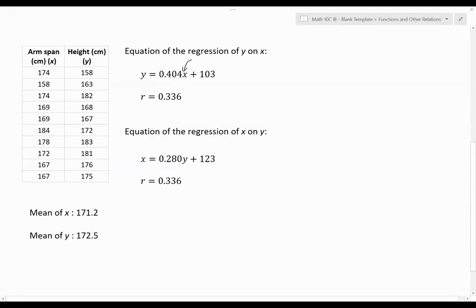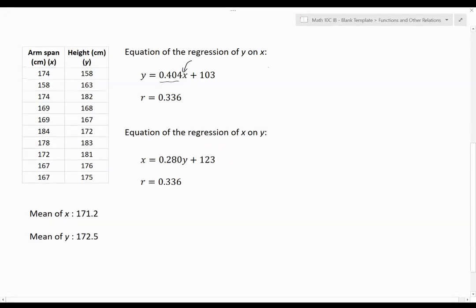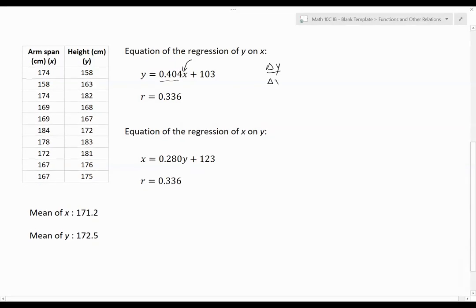This is our usual linear equation that we're used to seeing. So this slope would represent delta y over delta x. In other words, what is the change in height for every centimeter change in arm span? And we've got a slope of about 0.404. What that's saying is for every centimeter change in arm span, you would expect to see a 0.404 centimeter change in height.